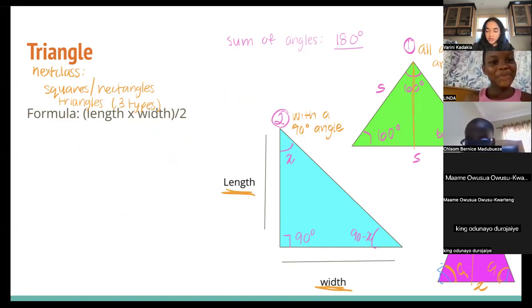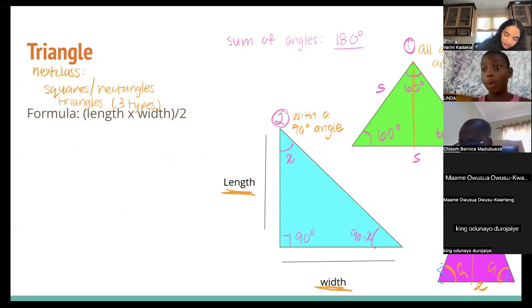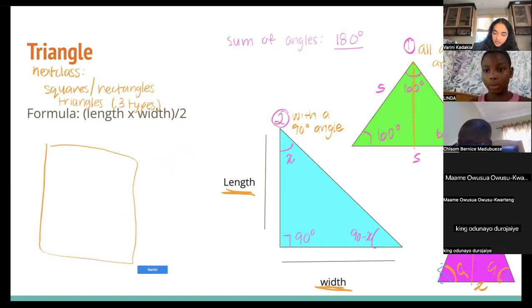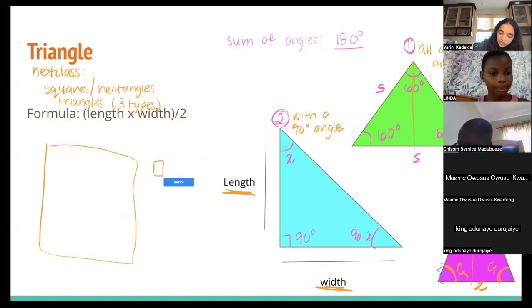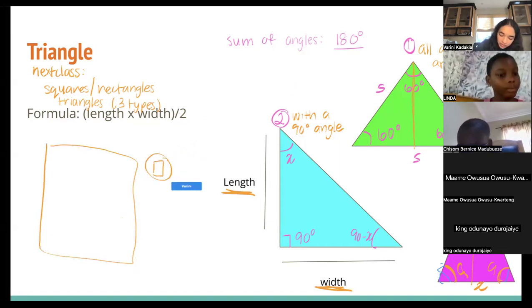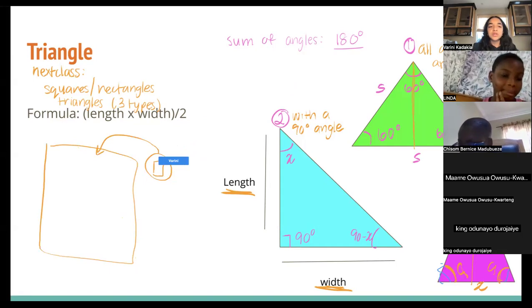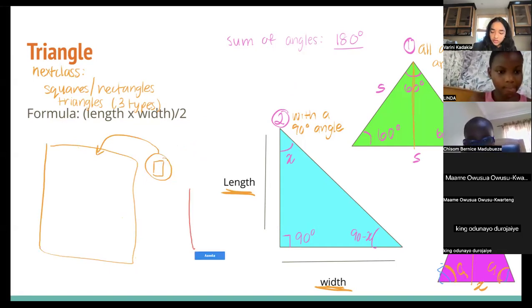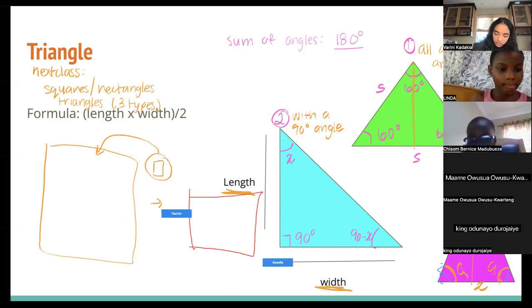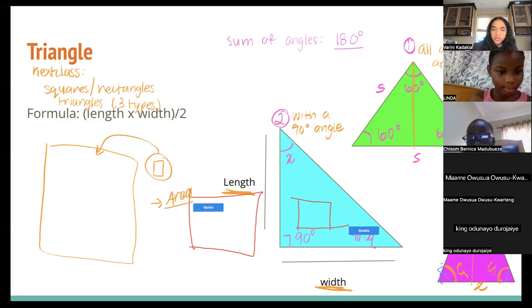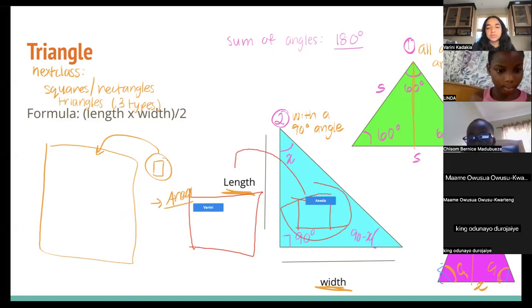And if we're looking at a square, this is the idea of what we're going to do. If we have this square, we're going to see how many of these small little squares can fit in this big square. That's basically what we're going to do next class. So this is called area.